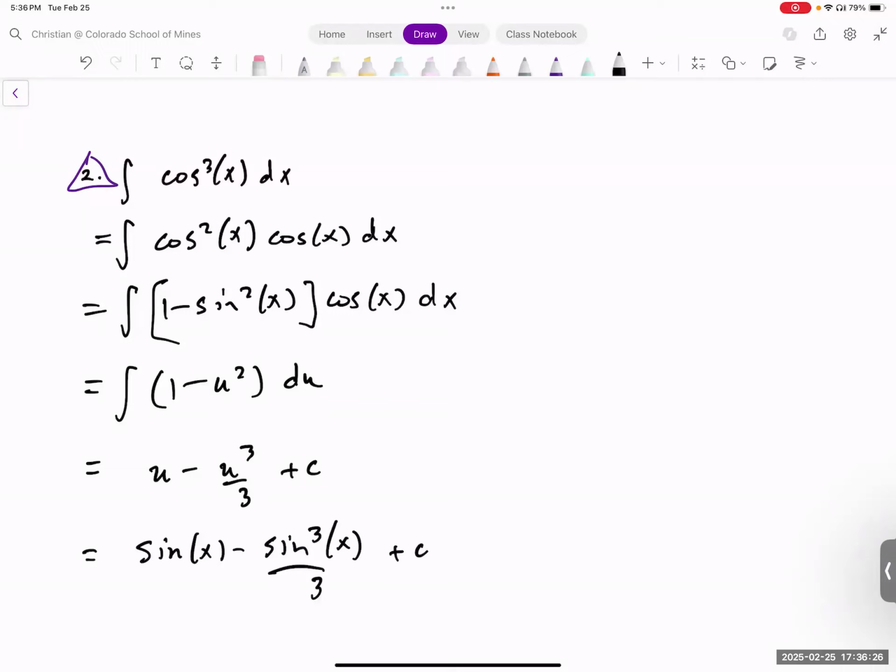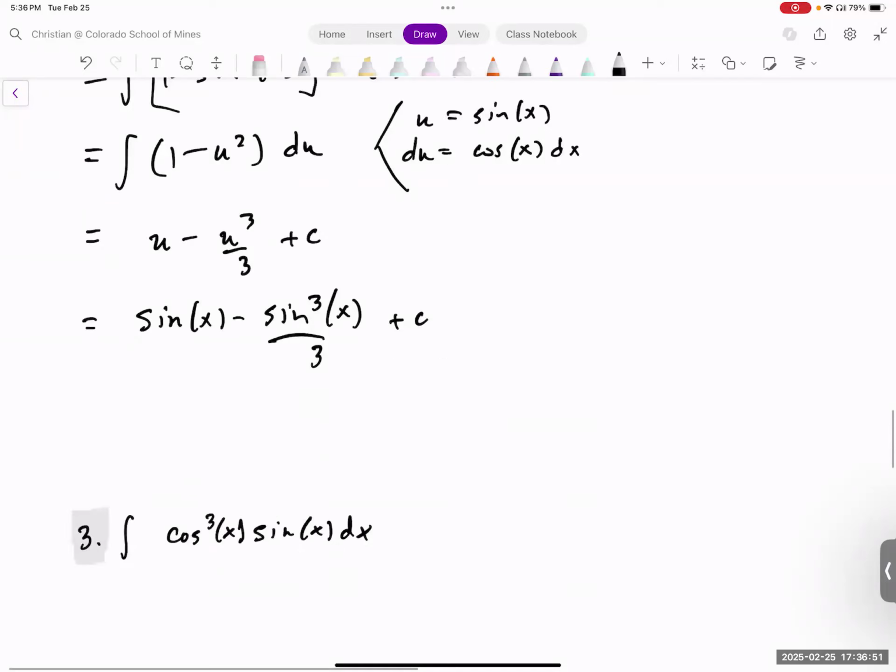It wouldn't work any differently if we had not cosine cubed x, but sine cubed x. Similar situation, we'd just be using a different u substitution. And here we should indicate our u substitution: u was sine, du is cosine. All right, let's keep going.